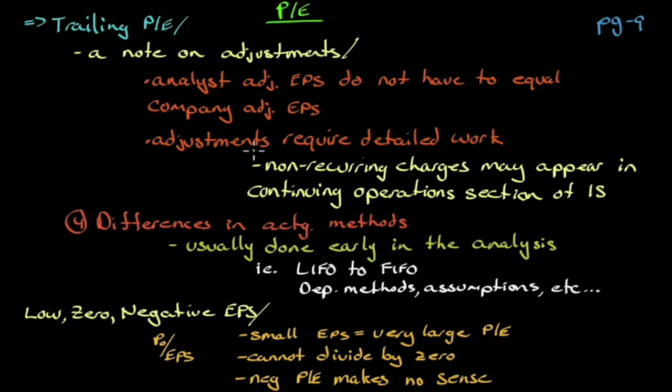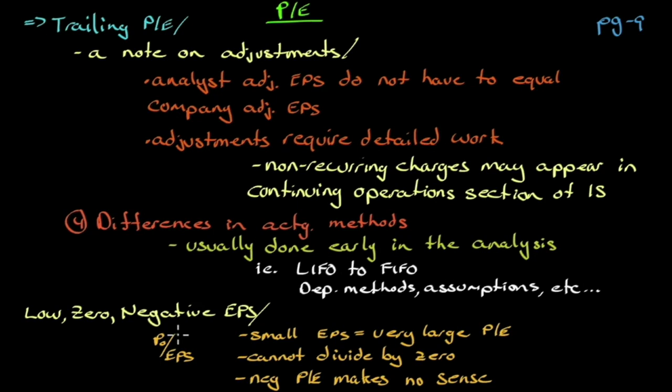Let's move on to looking at low, zero, or negative EPS. This is our ratio, price to earnings, P over EPS. If you have a small EPS, you'll have a very large PE. This gets very large without bound. As you get to 1 penny, the smallest you can get is a penny, this ends up taking the decimal places right out of the price. So if it's a $10 stock, you have a 1,000 PE.